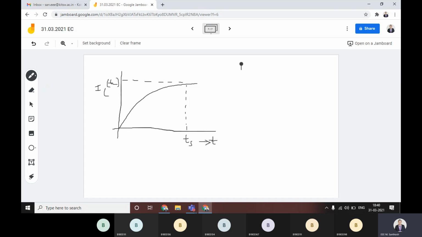Whenever you want to get the power, if they are asking about power, now you have IL of t and VL of t. Directly you can multiply both the values, IL of t into VL of t. You will get the positive value. Okay, for all values of t greater than 0, you have to get power as positive only. Then only your values are correct.